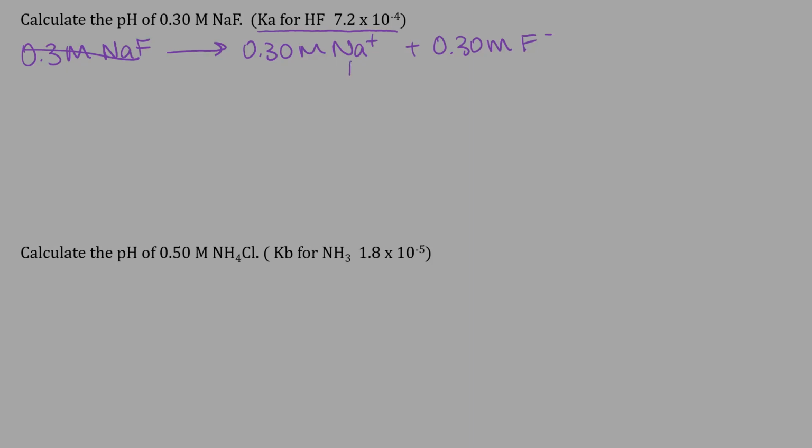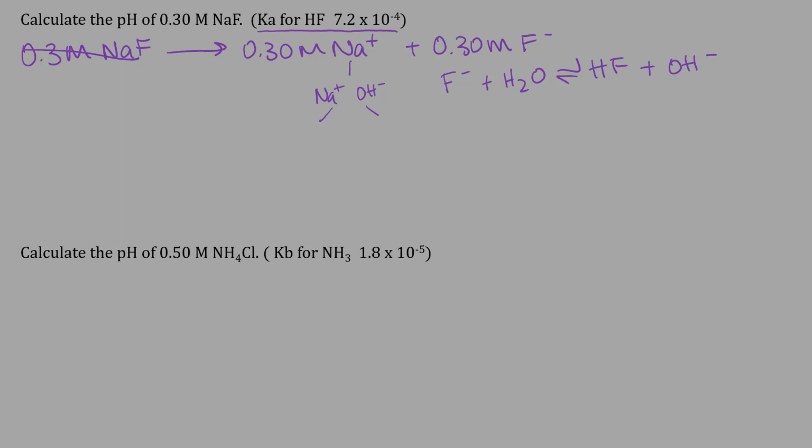Now, if sodium ion was to interact with water, it would interact with hydroxide. And this is a strong base, and so it would just stay completely dissociated, right? Well, if fluoride interacts with water, it's going to interact with H+. So my reaction would be this, because HF is a weak acid. So those two get stuck together, right?